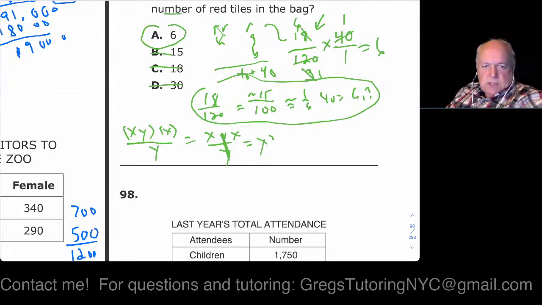All right, okay, so you're changing that. Okay, so let's see. So you have x to the y times x over y. All right, so this is going to be x to the y plus 1 over y.